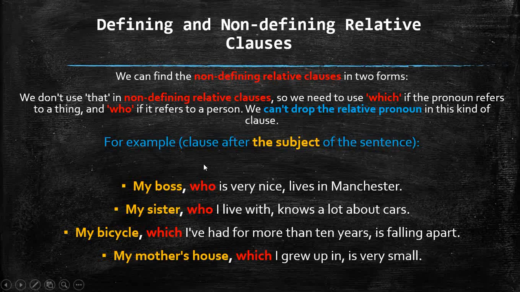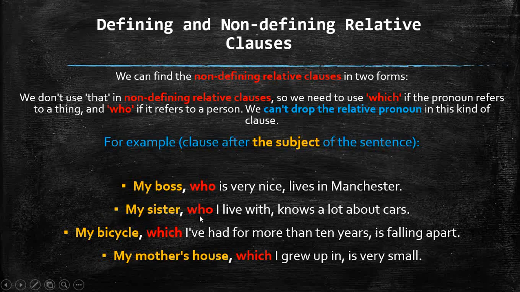For example, we can find the clause after the subject of the sentence. My boss, who is very nice, lives in Manchester. Look at this. We have the relative clause right after the subject, and we are using who because my boss is a person.